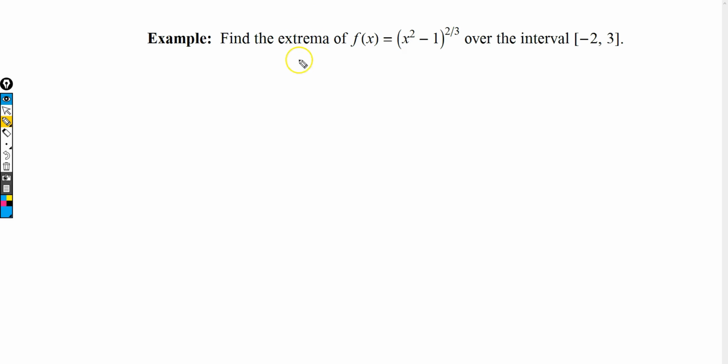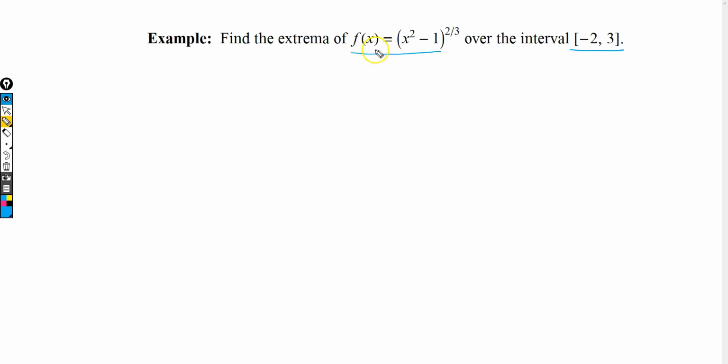Now here we want to find the extrema for f of x equals x squared minus 1 to the 2/3 power over the closed interval from -2 to 3. Now if you'd like to try this one on your own, you can pause the video here. So let's go over the answer.